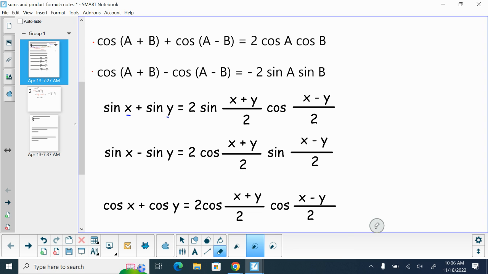But if I have two angles that are separate that are being added together, I can combine them together by taking 2 times the sine of the two angles added divided by 2 times the cosine of the two angles being subtracted divided by 2. So it allows me to combine these two together and make them into a multiplication form. Why is that useful?